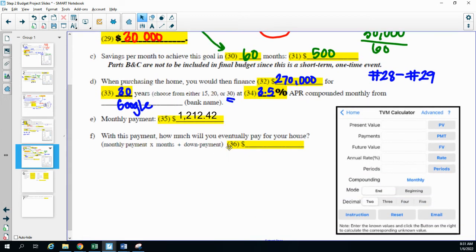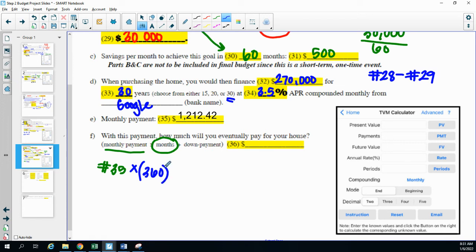So then go ahead and in F, and I would say this is what many people get wrong in projects past. They calculate this wrong. So you want to do your monthly payment times the number of months. That's whatever you get for number 35, times how many months you were taking this loan out. For me, it was 360 months. Then you need to add in that down payment because you've already paid that. So that's part of the total cost of your house. And that down payment was in number 29. And then that should go in number 36.